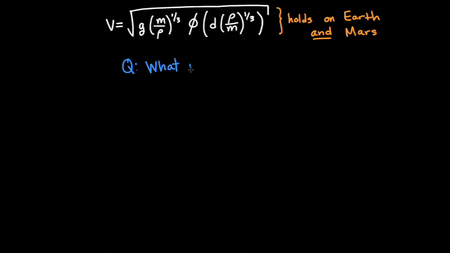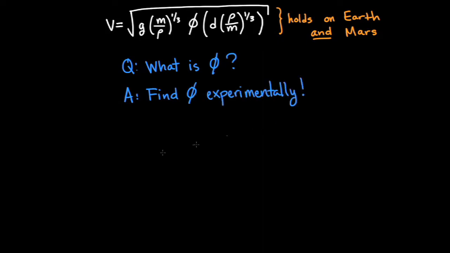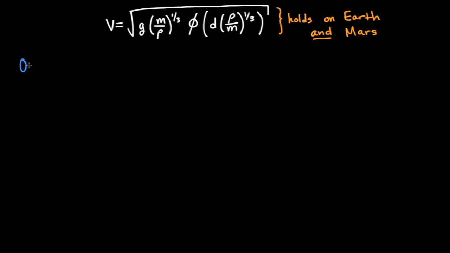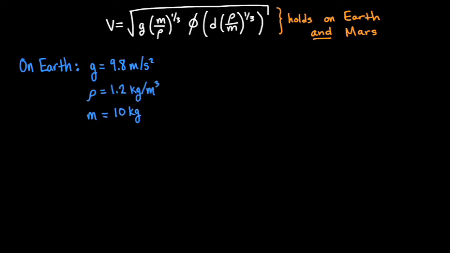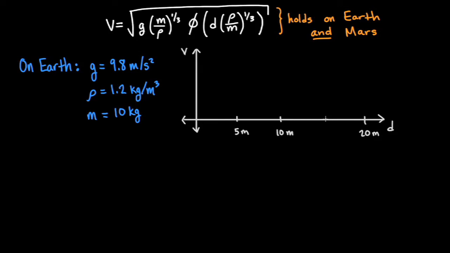Of course, we still don't know what this function phi is. In order to find phi, we can fit experimental data from any planet, for example, Earth. On Earth, we know the gravity and atmospheric density. We can specify the mass of a test rover to be 10 kilograms. Then we might set up earthbound experiments by varying the canopy diameter of a parachute between 1 meter to 20 meters and measuring the terminal velocity. For example, suppose we obtain the following data on Earth.